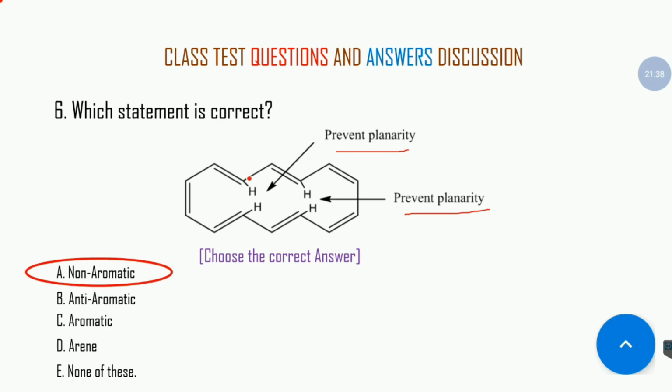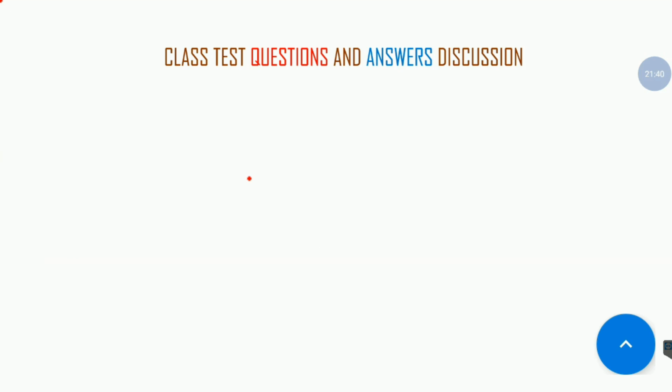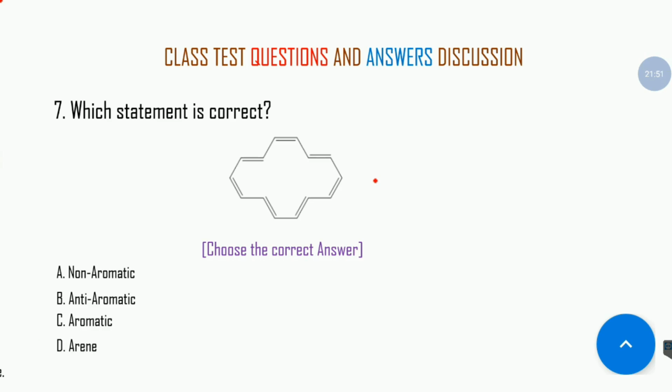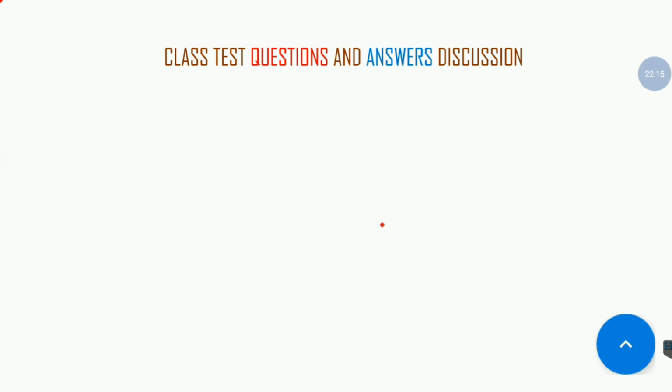Very simple. Okay, next question number 7. Which statement is correct? For this compound you also have several options. You have to check whether it's an aromatic, anti-aromatic, or non-aromatic compound, as in the previous one. So you just have to count the number of pi electrons, and you get your answers easily.